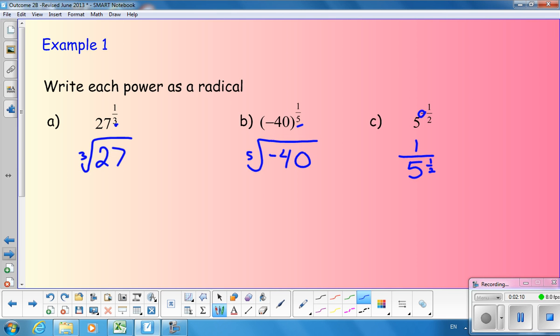In part C, first thing to deal with is that negative exponent, so I want the reciprocal of 5. Then I have 5 to the 1/2. The 1/2 means take the square root of 5, so I end up with 1 over root 5.